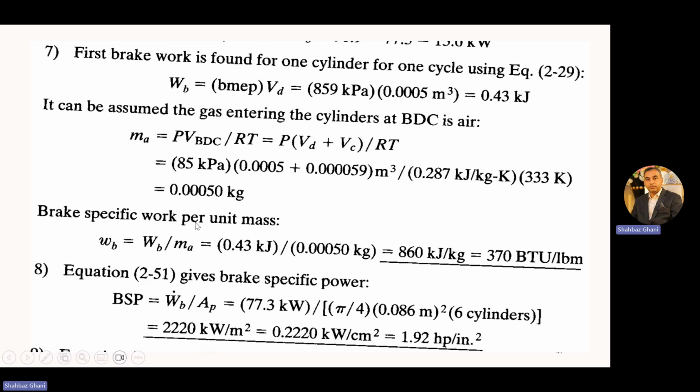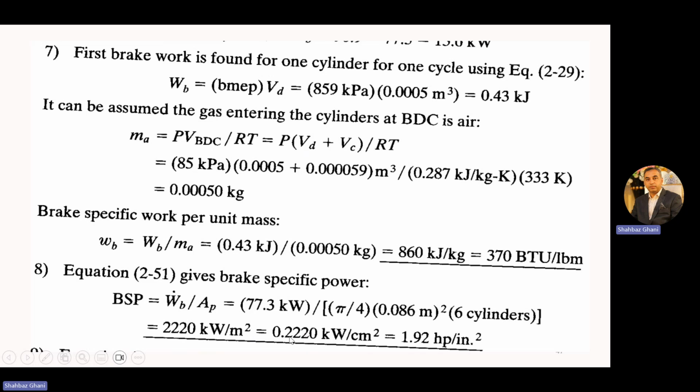Brake specific work per unit mass. Now putting the value for brake specific power. To find the brake specific power, we have brake power divided by Ap, the area of the piston face of all the cylinders. The value of brake power is 77.3 kilowatt divided by pi by 4 times 0.0086 squared. That is the bore area of the piston, into 6, where 6 is the number of cylinders, so all cylinders. So the brake specific power comes out to be 2220 kilowatts per meter square.